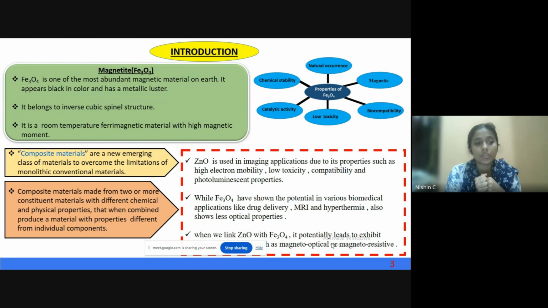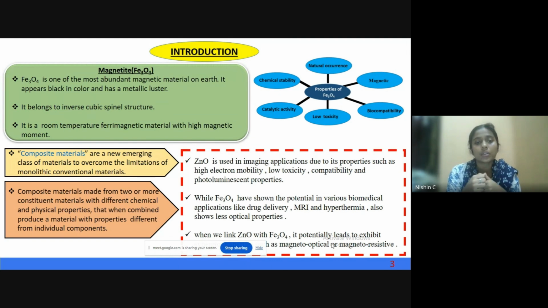Now we introduce the concept of composite materials. Composite materials are a new emerging class of material to overcome the limitations of conventional monolithic materials. Composite materials are made from two entirely different materials with different physical and chemical properties to form a new material which is entirely different from its components.